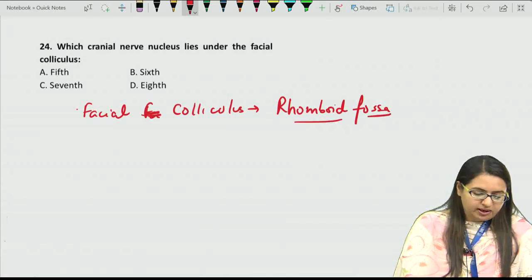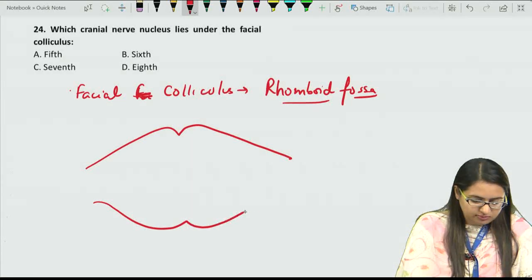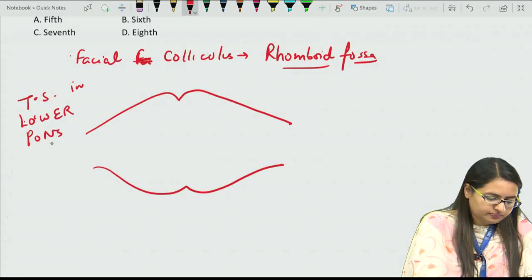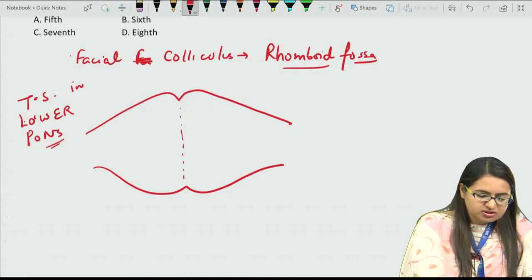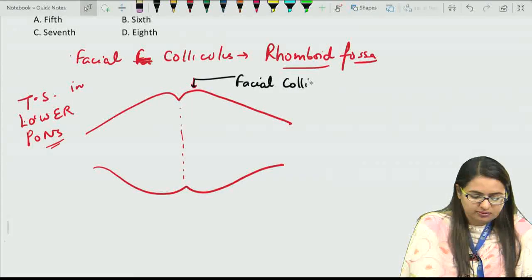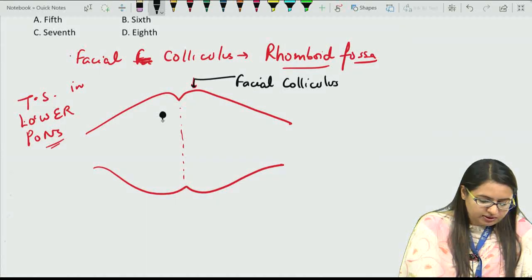Now if we take a section in the lower part of the pons, a transverse section, this is a TS in the lower part of the pons. This eminence which is present over here, towards the rhomboid fossa, is the facial colliculus, which is present on either side. The nucleus just beneath it is the abducent nucleus, and the nerve is exiting like this.